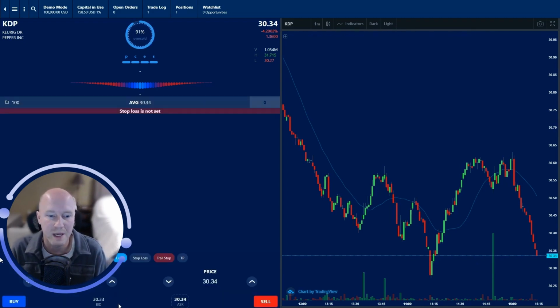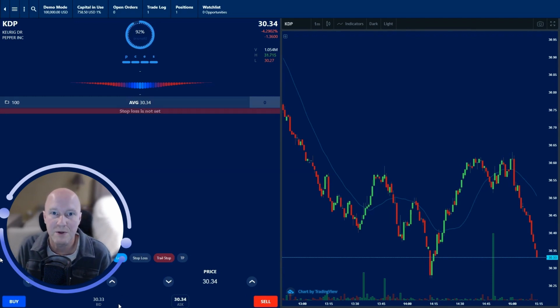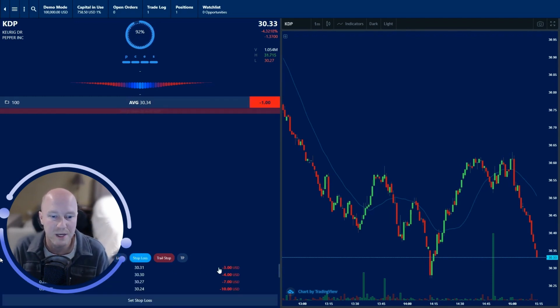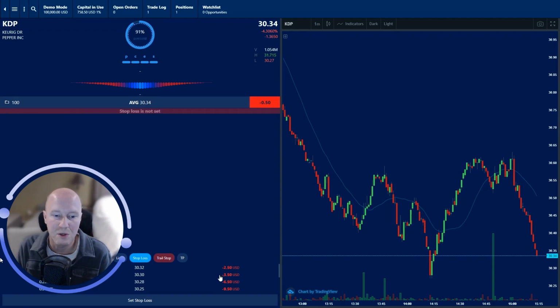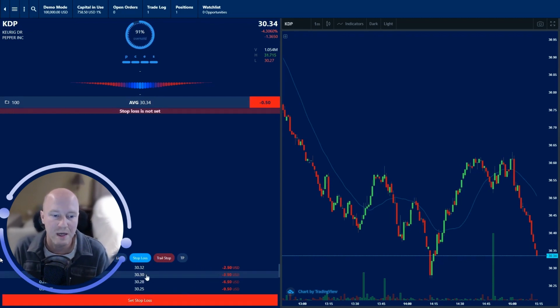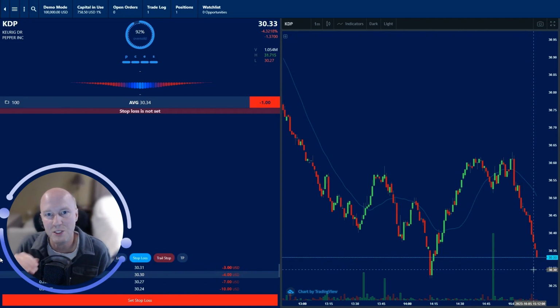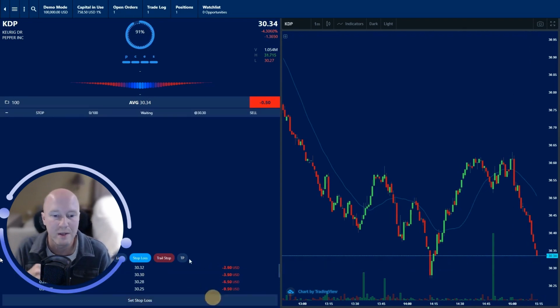And now my order is set. My next step is to always set a stop loss, which I'll do now. I usually just use the lowest or maybe the second lowest stop loss available. If you set it too low, sometimes you get stopped out too quick.